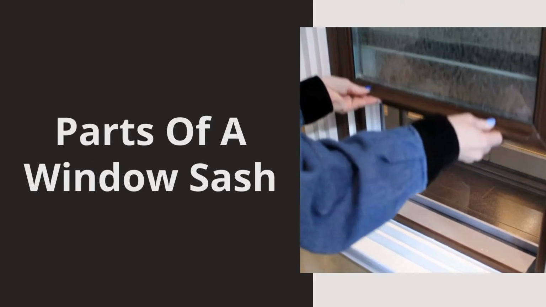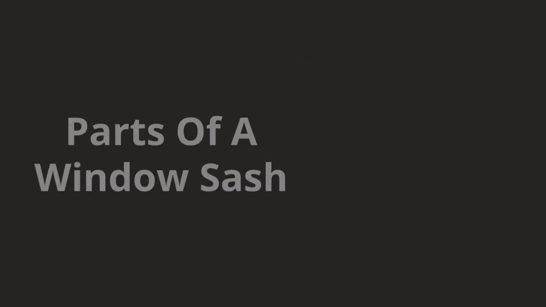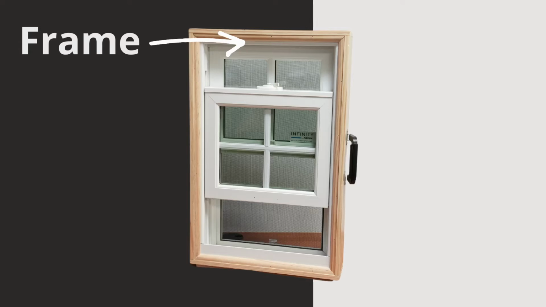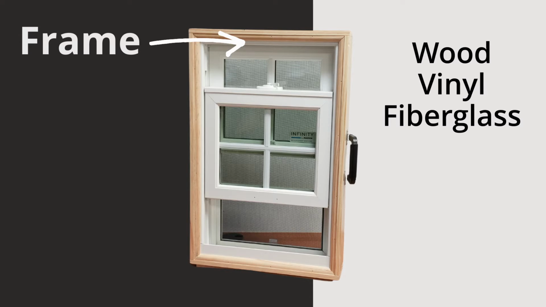Let's break down the window sash into its essential parts. This is crucial for anyone needing to repair, replace, or simply understand their windows better. First, the frame. The sash frame is the outermost part that holds everything together. It's typically made from materials like wood, vinyl, or fiberglass, each offering different aesthetics and performance benefits.